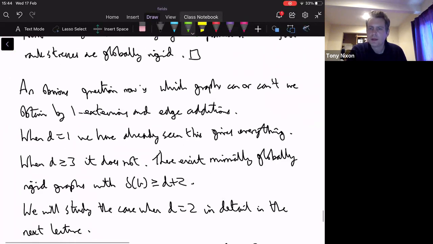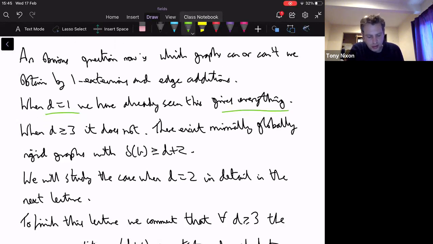Okay, so to finish, I want to flag what we're going to do next time, but also say a bit about higher dimensions. We know now that if you start from K_{D+2} and do some arbitrary sequence of 1-extensions and edge additions, in whatever order you like, as many times as you like, what you get will be globally rigid. So what graphs can you and can't you get from this? Well, when D equals 1, we saw last time we get everything.